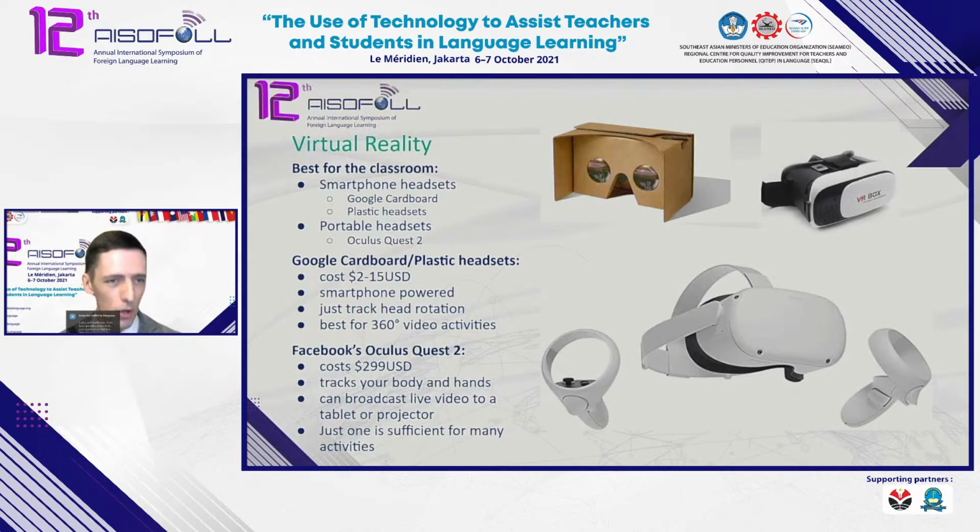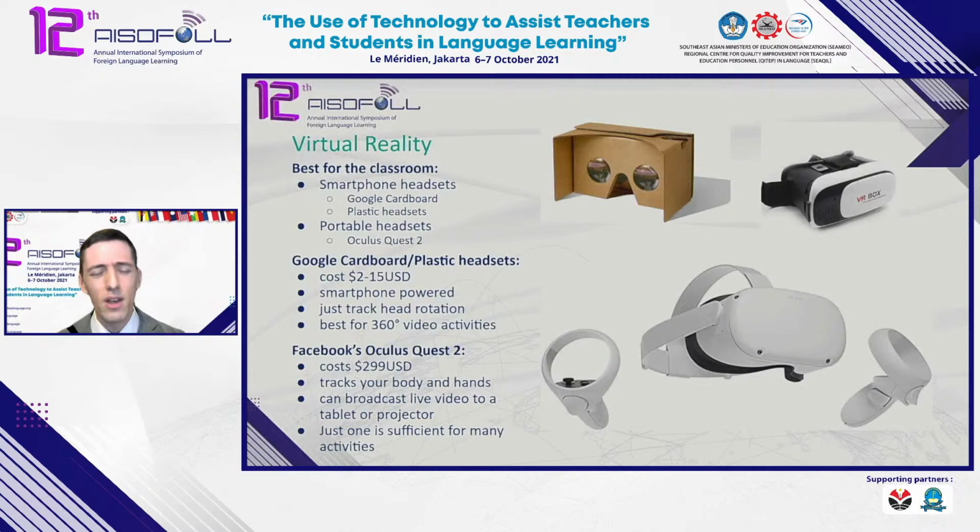We have smartphone headsets, which are the 2 that you see at the top there, the Google Cardboard, which is quite popular, and also the plastic versions of Google Cardboard. These are both fundamentally the same, except that you can see the Google Cardboard there can be quite cheap, as low as I've seen them for $2 US each, which makes them very easy to buy for a whole class set, assuming that your students have access to a smartphone.